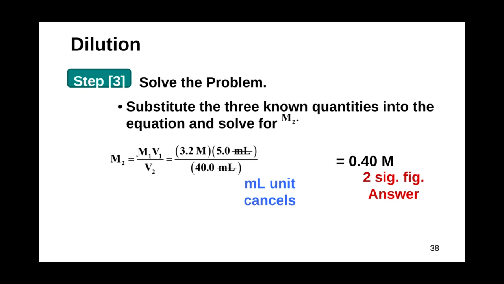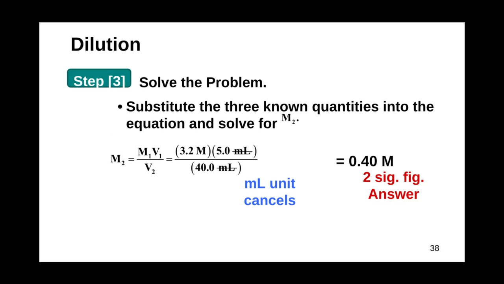M2 equals M1 times V1 divided by V2. We have 3.2 M, 5 milliliters, 40 milliliters. The milliliters cancel out, giving us this mathematical expression. So 3.2 times 5 divided by 40, giving us a final concentration, M2, of 0.4 molarity.